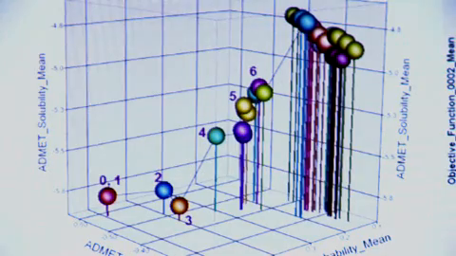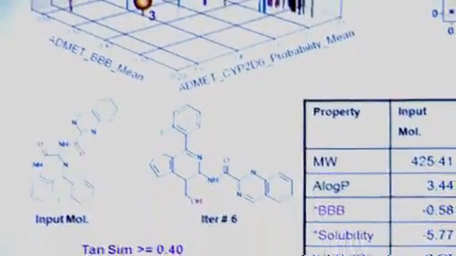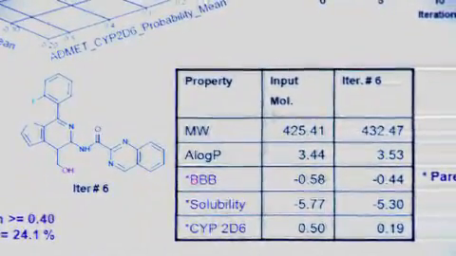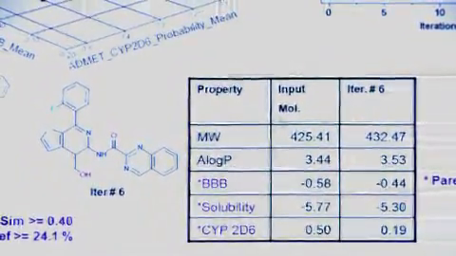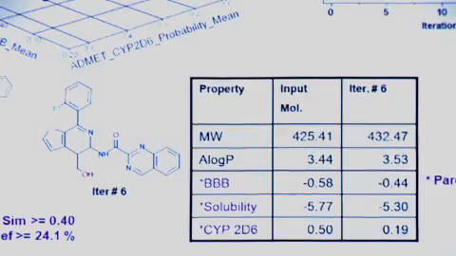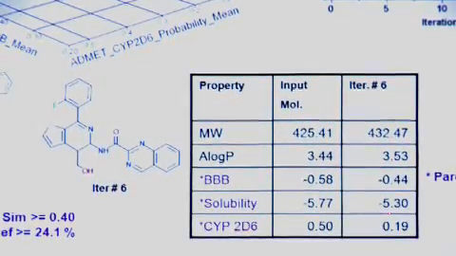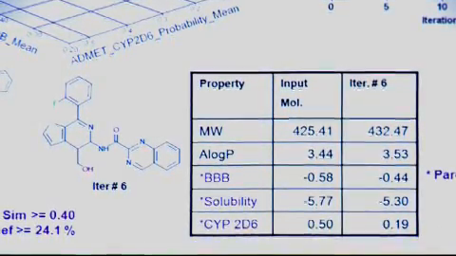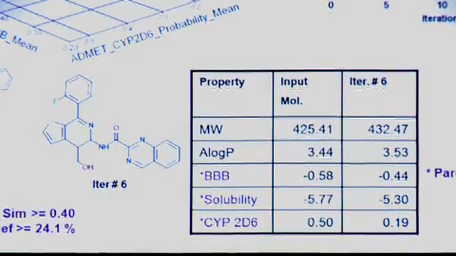Again, in summary, if we look at the values of the input molecule versus iteration 6, the blood-brain barrier partitioning has improved, solubility has improved, and the probability that the compound would be a CYP2D6 inhibitor has decreased significantly. So it's doing simultaneous multi-property optimization, exactly what we want to do.